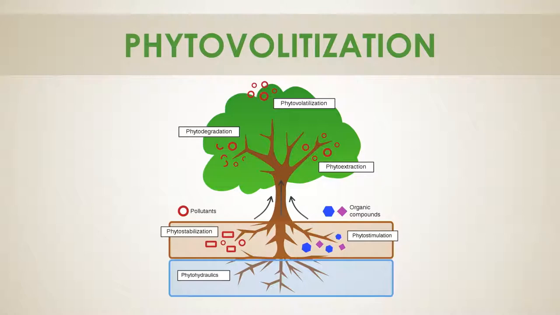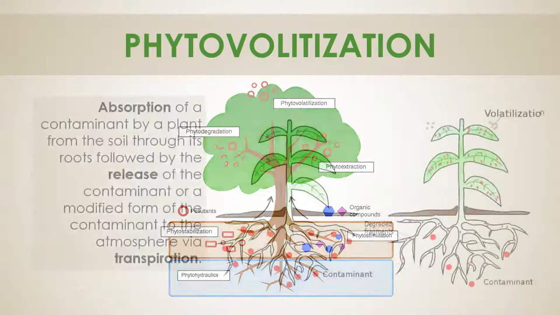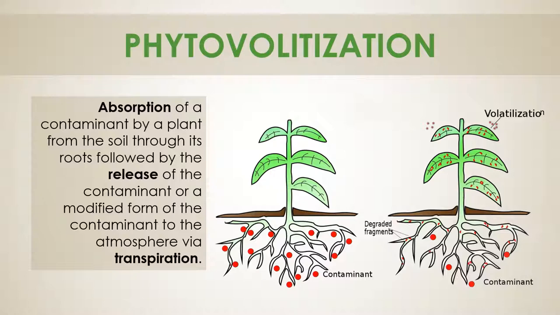So at the top of this diagram, we have phytovolatilization. Well, what is phytovolatilization? This refers to the absorption of a contaminant by a plant from the soil through its roots, followed by the release of that contaminant or a modified form to the atmosphere through transpiration. So this makes use of the plant's process. A lot of plants are like straws. They're sucking up water from the ground. They transpire water through their leaves.